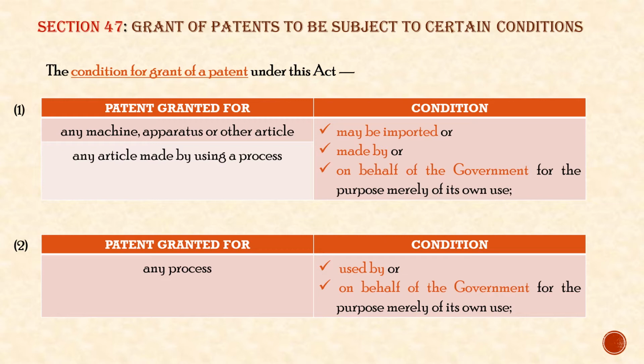Section 47 says about grant of patents to be subject to certain conditions. There are certain conditions along with grant of a patent under Indian Patents Act 1970.